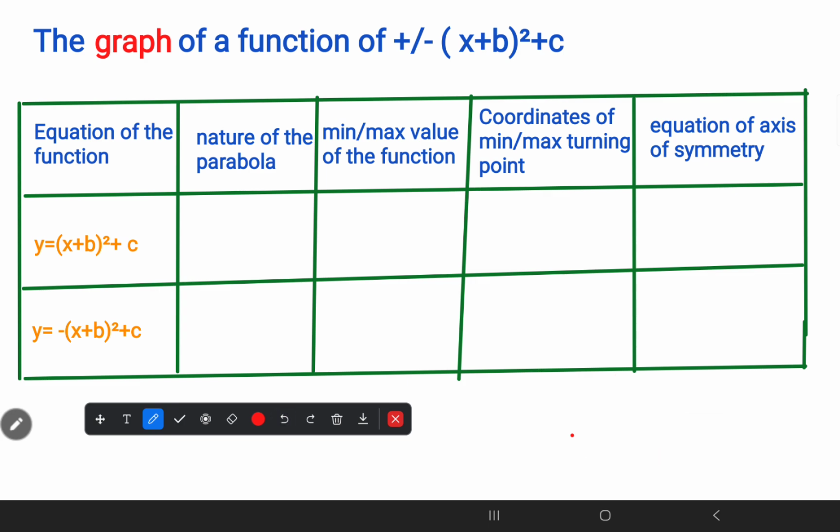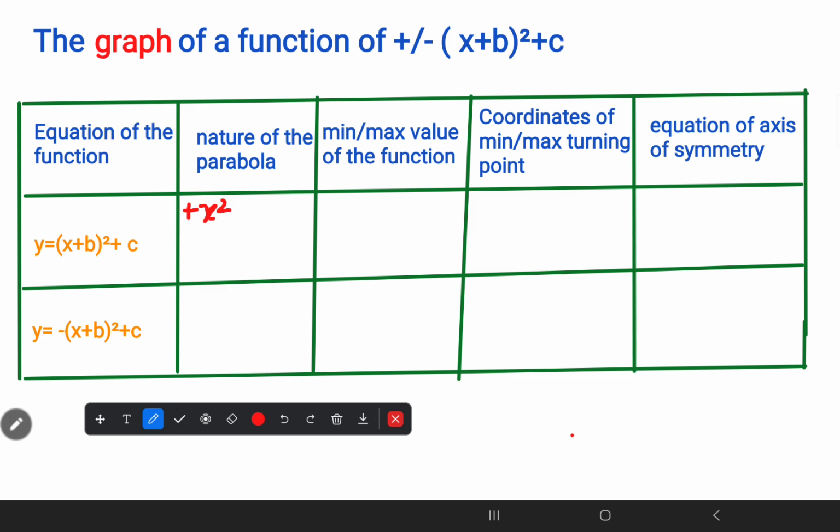Now let's come to these two instances. Look at here. When you expand this expression, the coefficient of x would be positive. There is no direction before it. Now when you expand this, x square plus 2bx plus b square plus c. The coefficient of x square is positive in these cases.